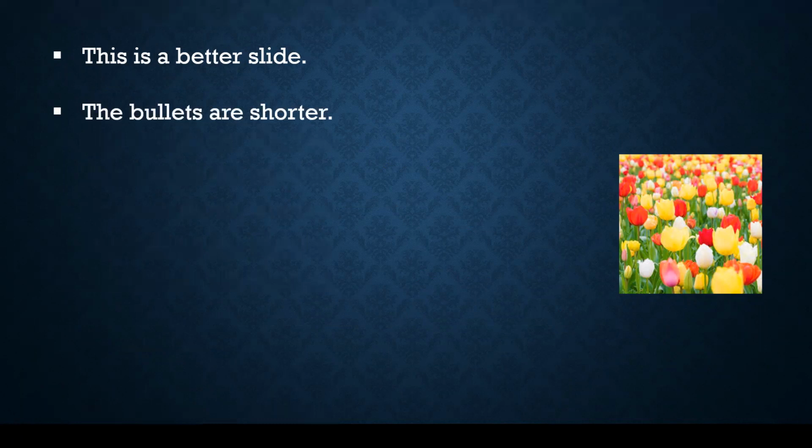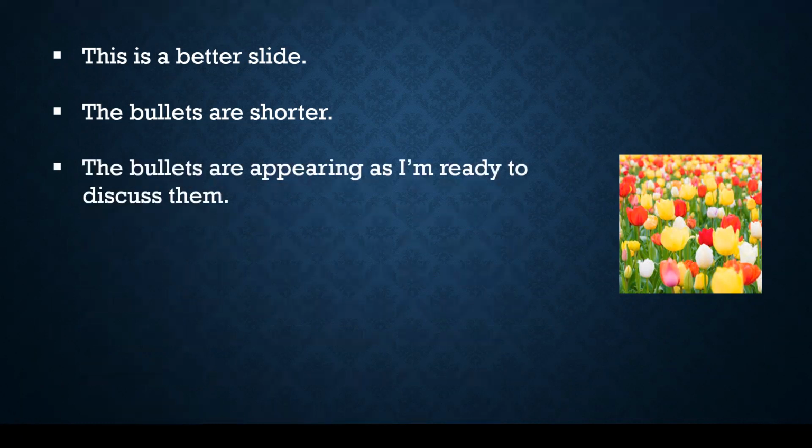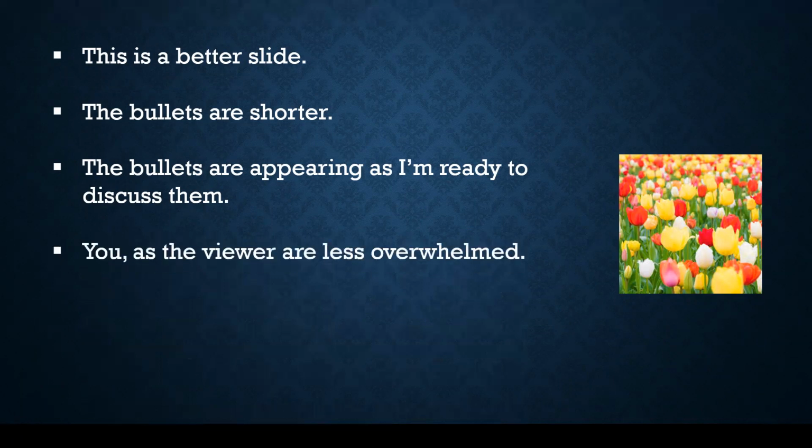Now we have another bullet point. These bullet points are shorter. So again, you can listen while taking in the information. And since the bullets are appearing as I'm ready to discuss them, you're able to let bullet 1 and bullet 2 kind of go because I'm moving on from them. You as the viewer then are less overwhelmed as the slide goes on.